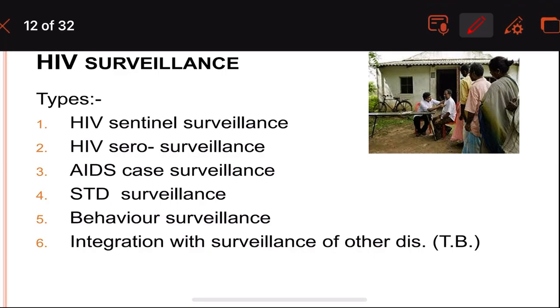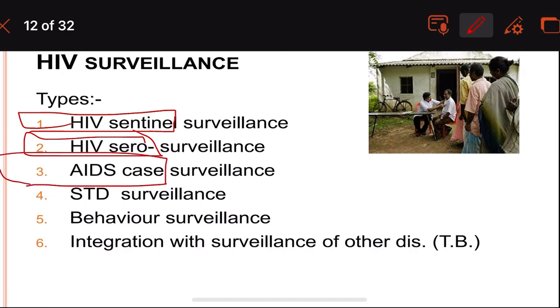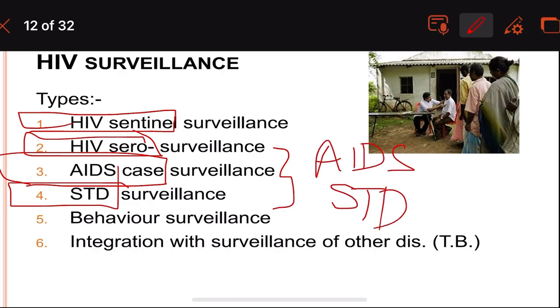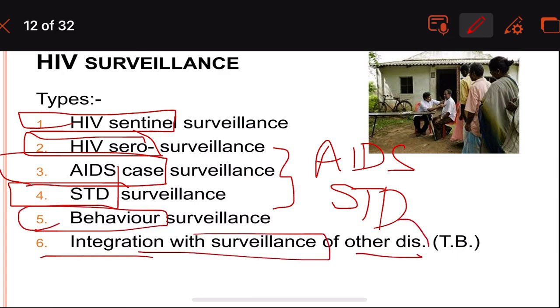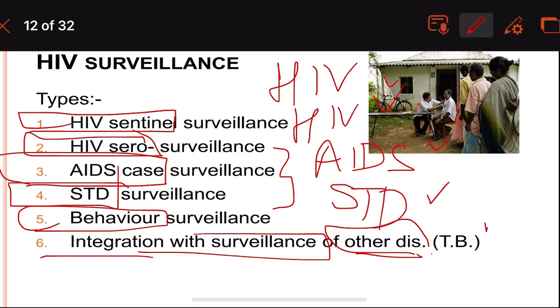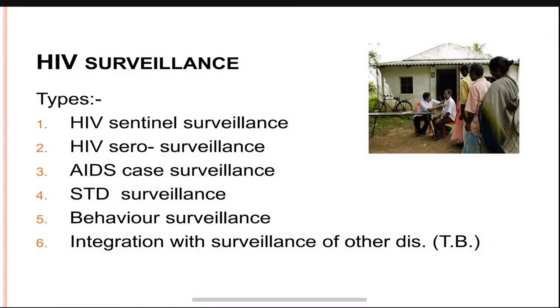So, what are the different surveillance types we saw? HIV sentinel, HIV sero, AIDS case, STD surveillance, behavior surveillance, and integration of the surveillance with other diseases. So the first four we know: HIV sentinel, HIV sero, AIDS case, and STD surveillance. Clear? These are the surveillance types we studied.